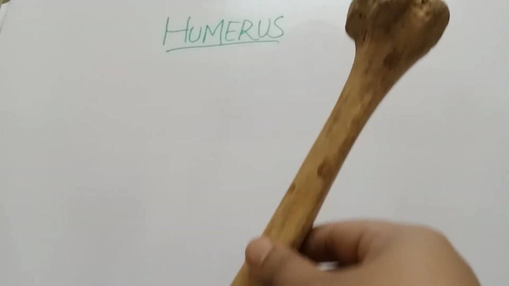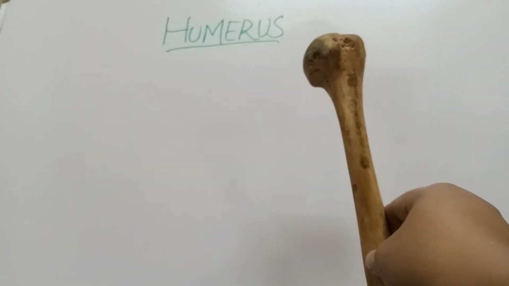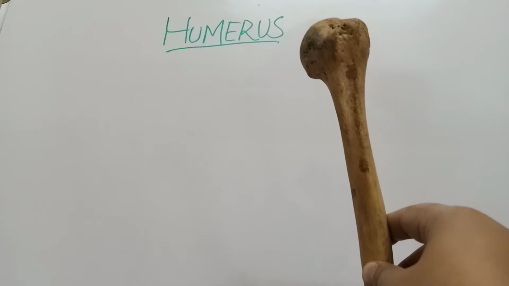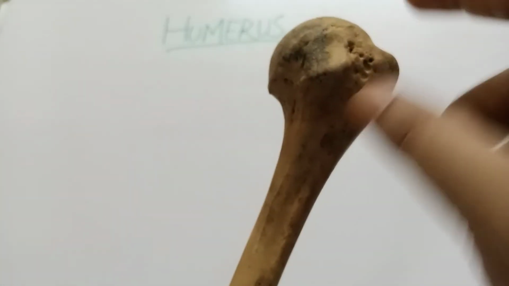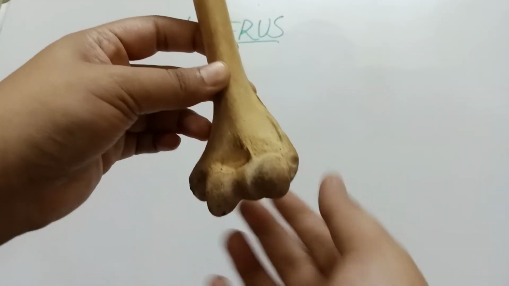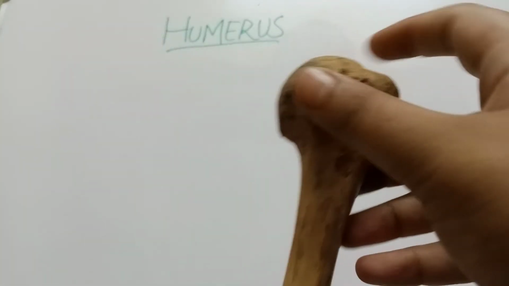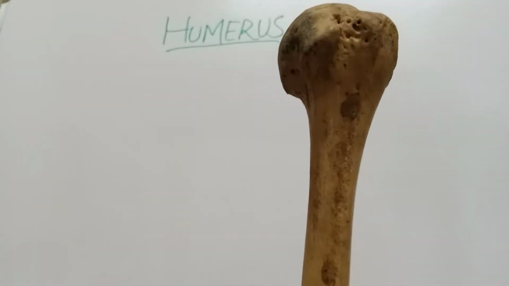First of all, we'll discuss how we determine the side to which this bone belongs. We can find out the side determination by three points. First of all, the upper end is rounded and it forms the head. The lower end is expanded from side to side and flattened from before backward. The second point is the head is directed medially, upward and backwards.